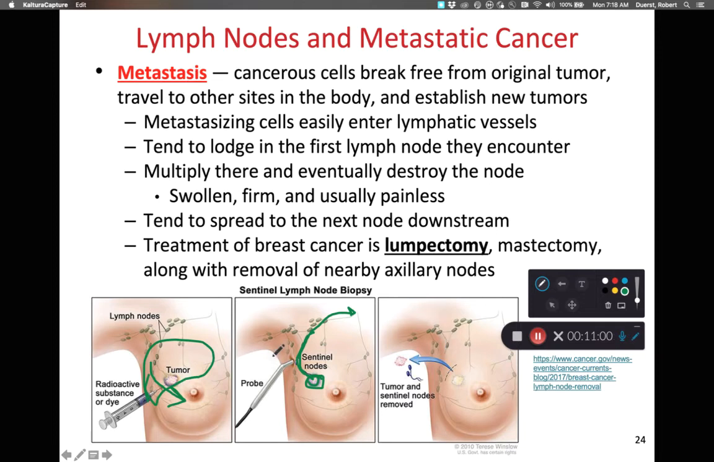As we find lymph nodes that have breast cancer cells within them, those are typically going to be swollen and firm and typically not have any pain associated with them. And after that first lymph node is swollen up with cancerous cells, the cancerous cells tend to move to the next lymph node down the line and downstream until we eventually have the cancerous cells from the breast making it into the subclavian veins.